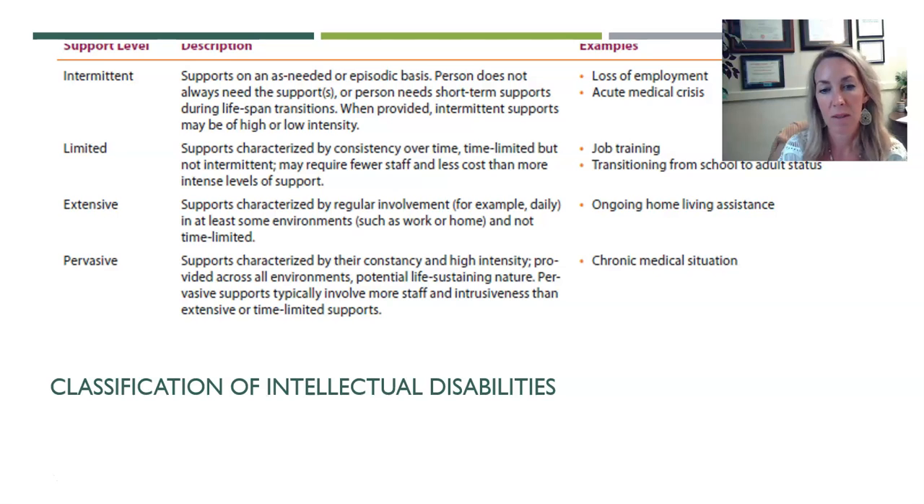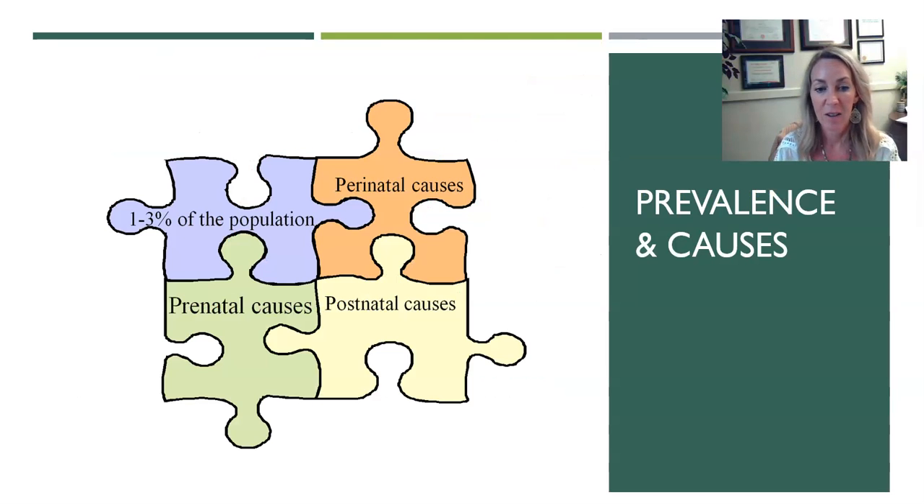So we don't want to think of them as a number, but rather we can think of them as the amount of support we're going to be able to provide them in school so that they may benefit from their education. All right, so just a quick note on the prevalence and causes.